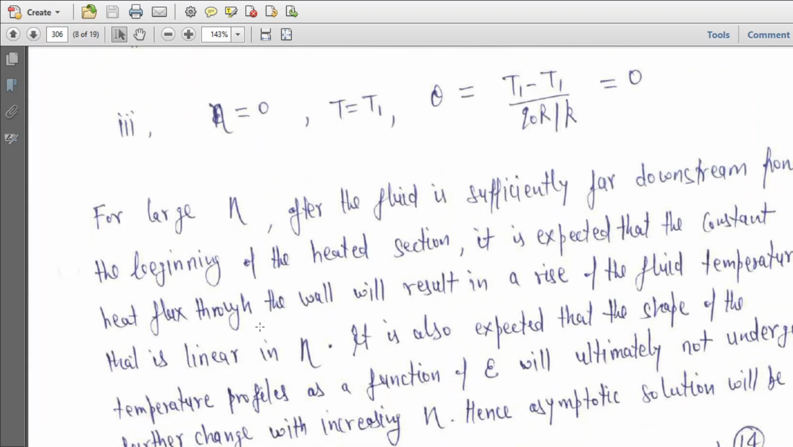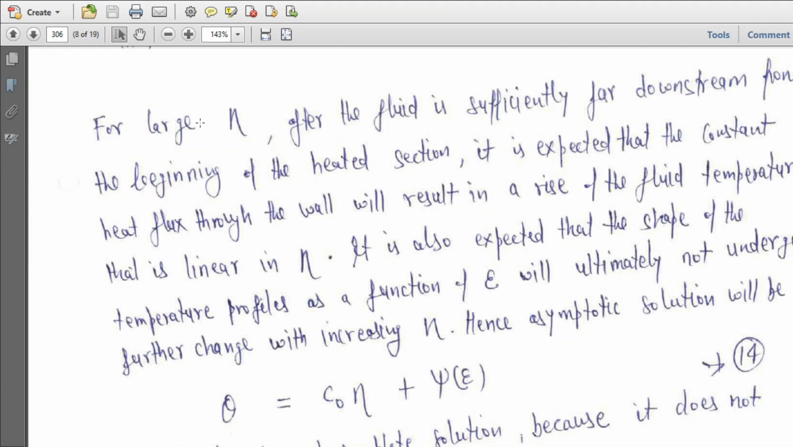Now for large values of eta, after the fluid is sufficiently far downstream from the beginning of the heated section, it is expected that the constant heat flux at the wall will result in a rise of the fluid temperature that is linear in eta. It is also expected that the shape of the temperature profile, as a function of epsilon, will ultimately not undergo further change with increasing eta. Hence we should have an asymptotic solution.